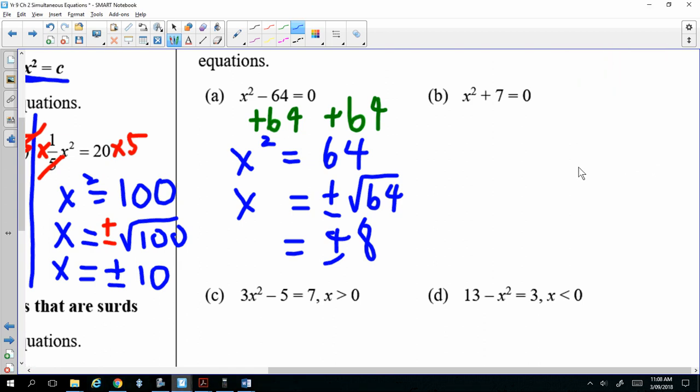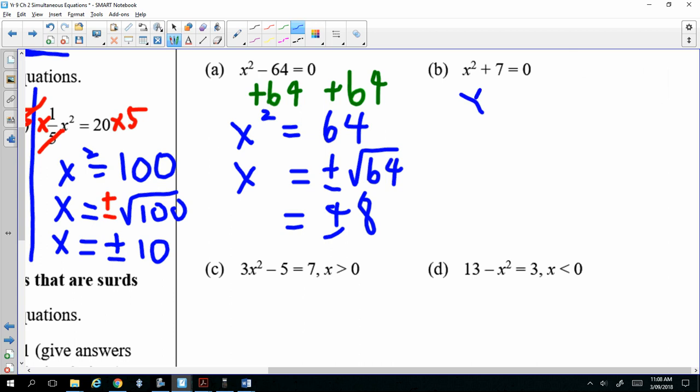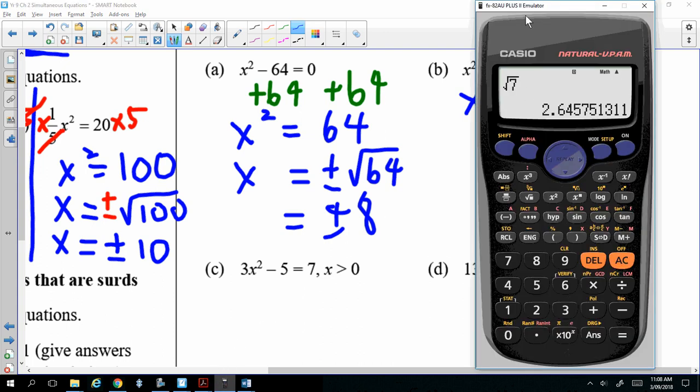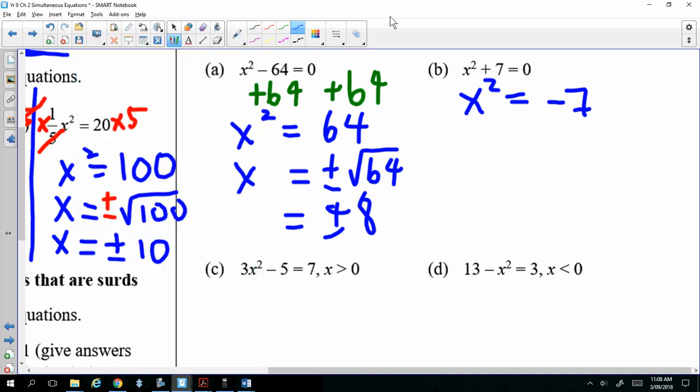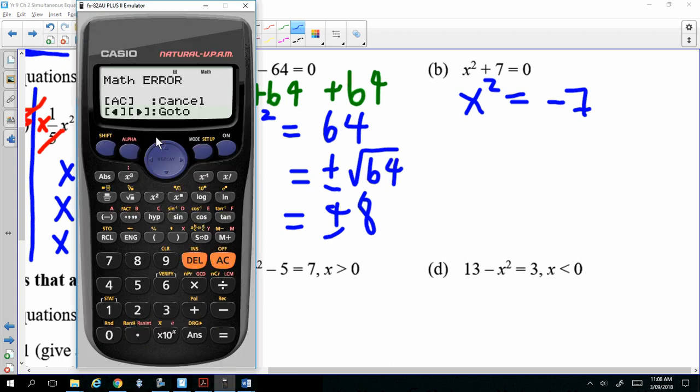Now, how do I find x squared? You subtract both sides by 7. Now, there's an issue with the negative 7. Why is there an issue? No, not because of plus or minus. If you square root negative 7, what will happen? Math error. You cannot square root a negative. Why can't you? Because there's nothing squared that gives you a negative number, right? It always gives you a positive number. So that's no solution.